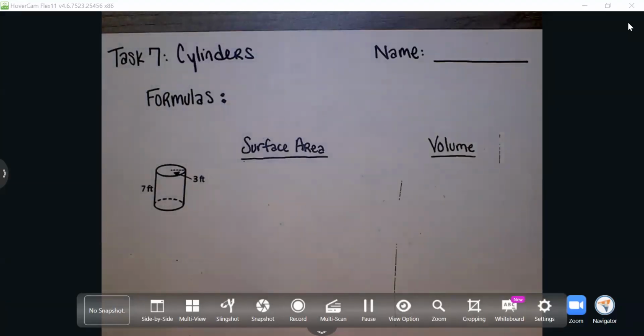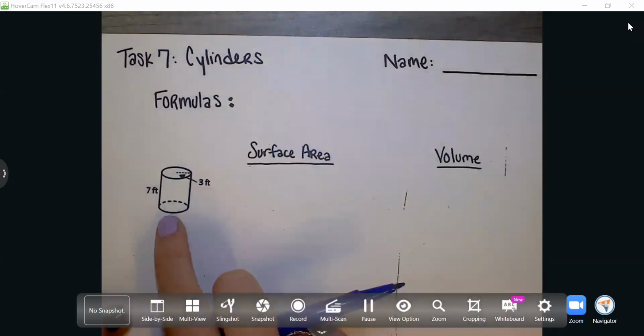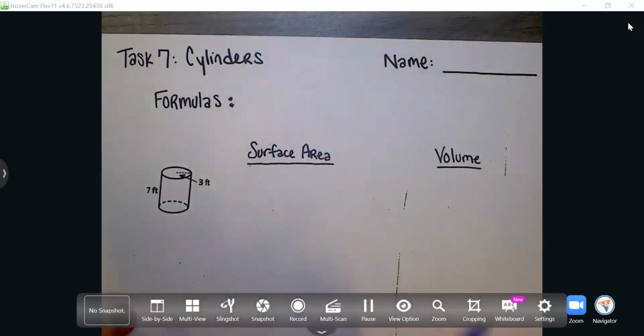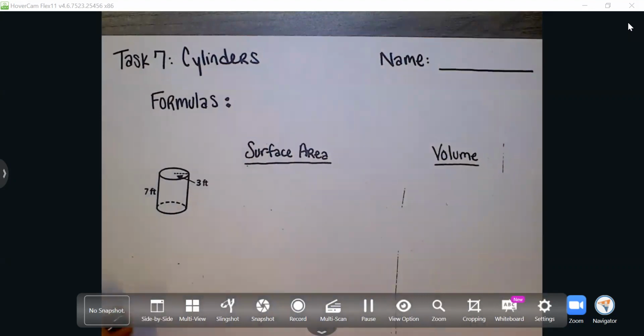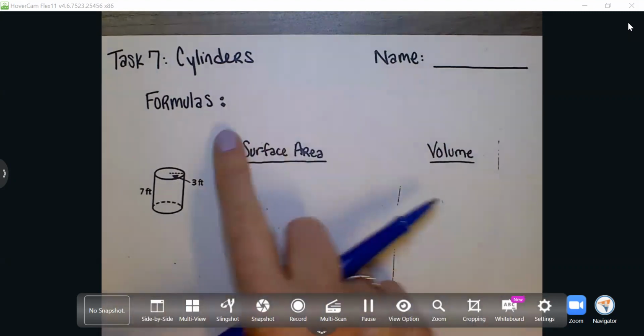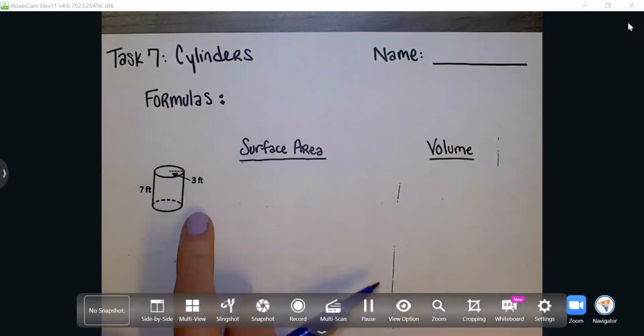All right, today we are going to work with cylinders. This is a cylinder shape. I have a circle on the bottom and a circle on the top. It's essentially the shape of like a tin can. And we are going to find the surface area and volume of these. There is a nice formula for each of these. We will get to it in a minute.